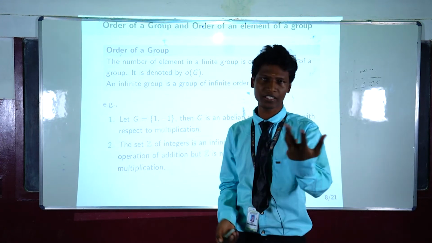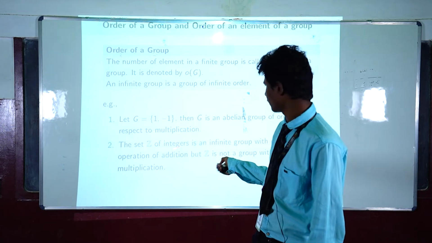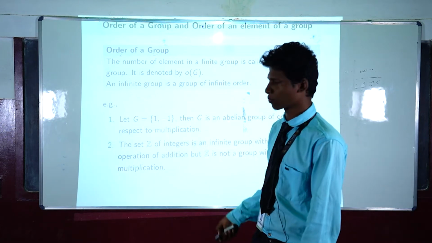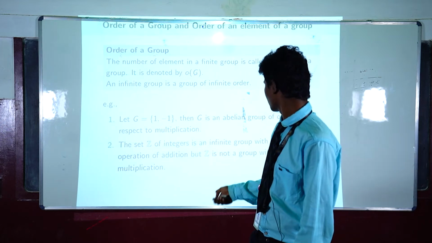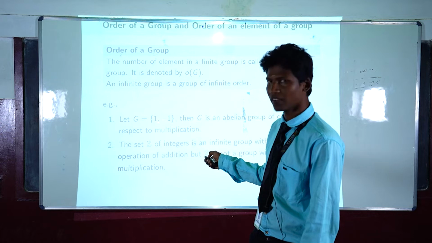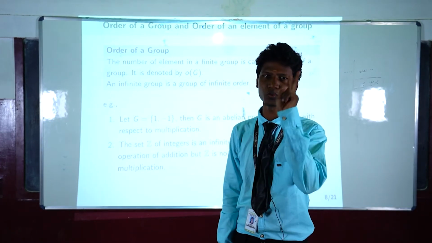Okay, I will give you some examples. See the first example. Let G equal 1 comma minus 1. Then G is an abelian group with respect to multiplication. What is the order of this one? We have only two elements, 1 and minus 1. So the order of G must be 2.